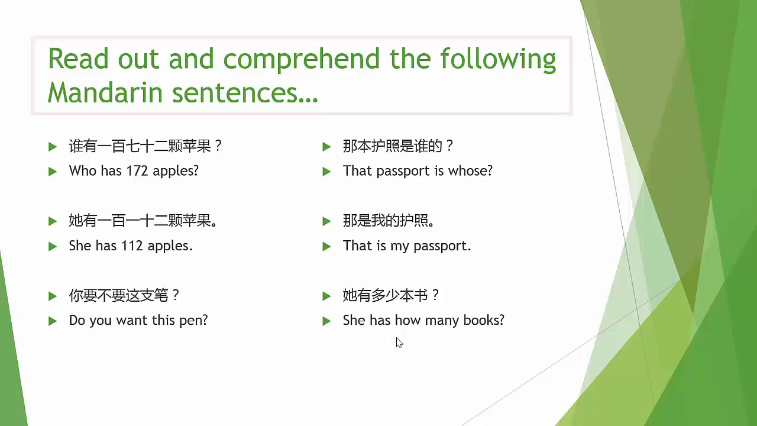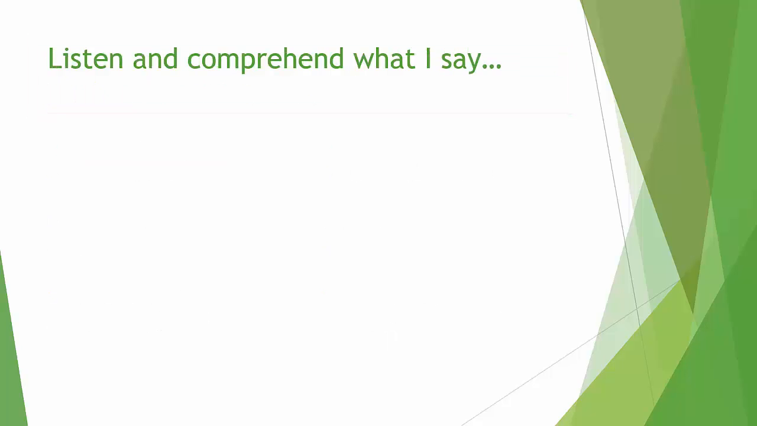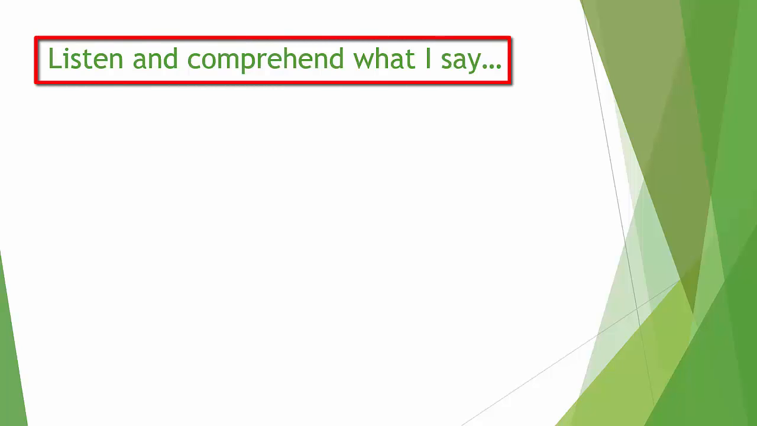Okay, so let's go to the final exercise of this lesson. This exercise, as usual, is about listening and writing. So please listen and attempt to comprehend what I say. Okay, the first one is 你要什么? 你要什么?